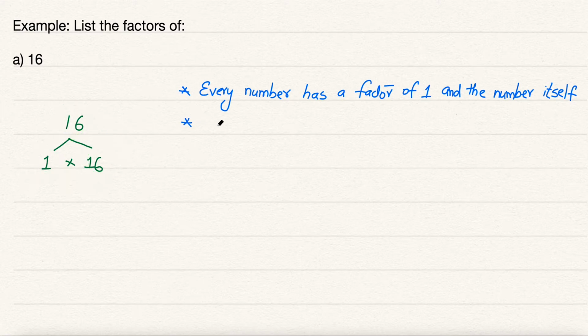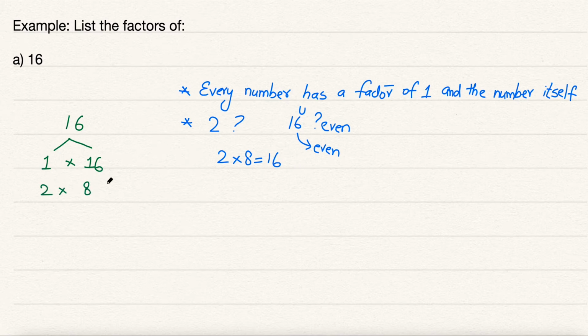Next, we will check if the number is divisible by 2 or not. We need to check if 16 is an even number. Is 16 an even number? Yes, 16 is an even number. Why? Because the unit digit is 6 and it is even. So, if you check the table of 2, 2 times 8 is 16. So, the factor will be 2 times 8 is 16.